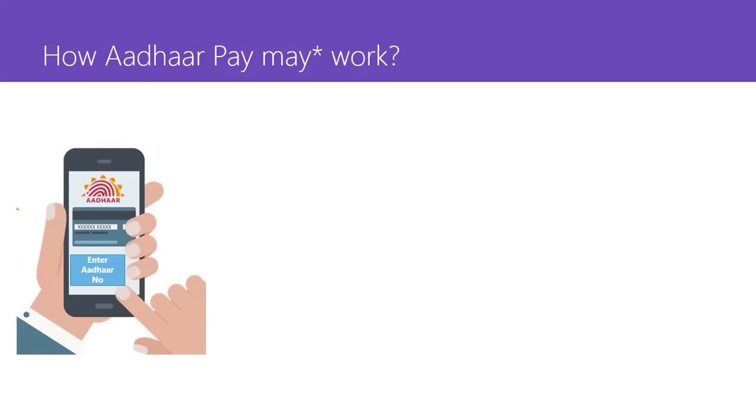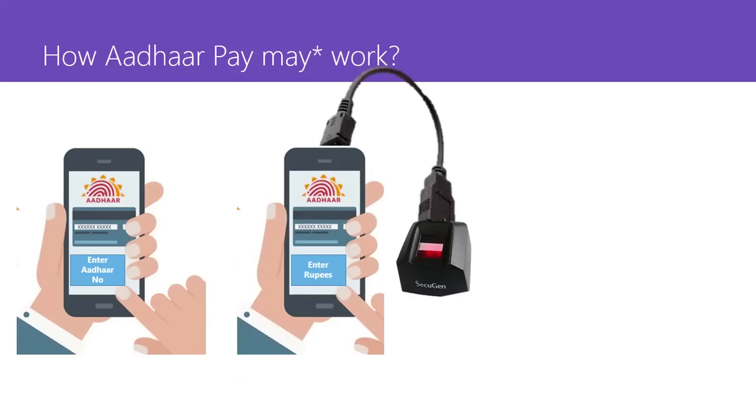So the shopkeeper will have the application downloaded on his phone, and he's going to ask you for a 12-digit Aadhaar number. So you're going to provide the 12-digit Aadhaar number. Then he's going to enter the rupees, how much transaction you have done. Imagine you have bought something for 200 rupees. You're going to enter 200 rupees, and he's going to ask you to validate using your fingerprint.